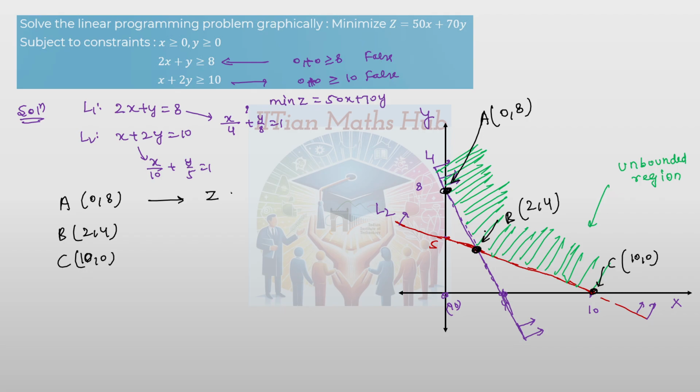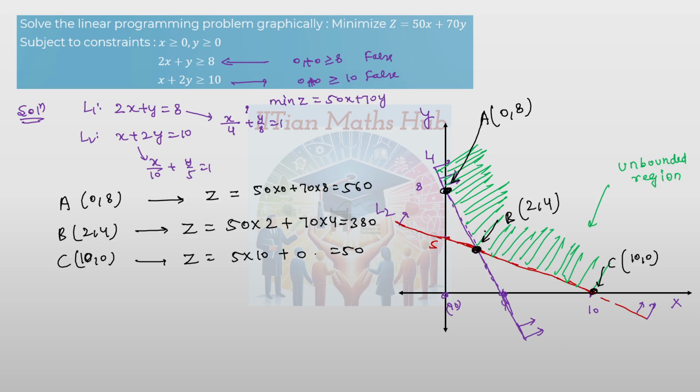Let's check the z value. So the z value at this point, 50 into 0 plus 70 into 8, that will give you what? 560. Okay, similarly z at this point, 50 into 2 plus 70 into 4, that will give you 380. Similarly for this z, 50 into 10 plus 0, so 500, not 50. So you can see that the minimum value is occurring at point B, that is 2 comma 4, that is 380.